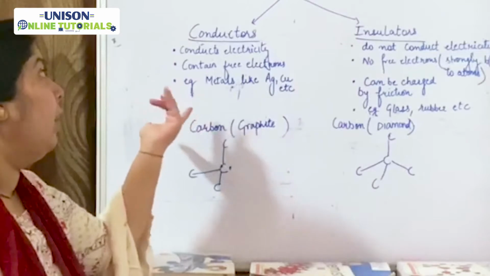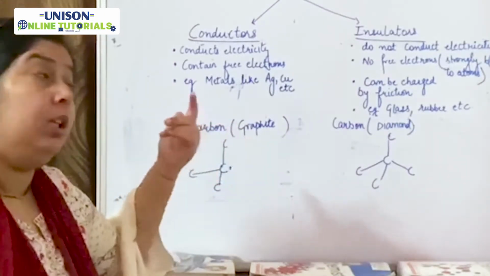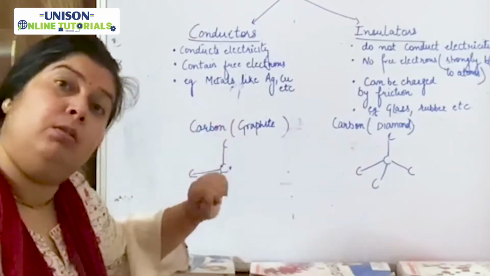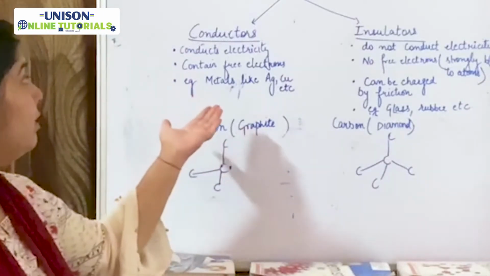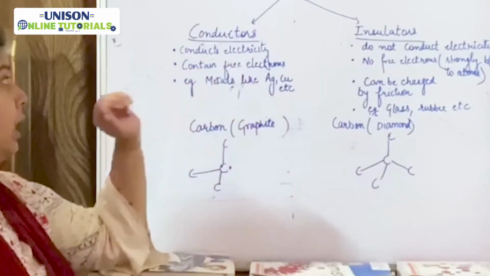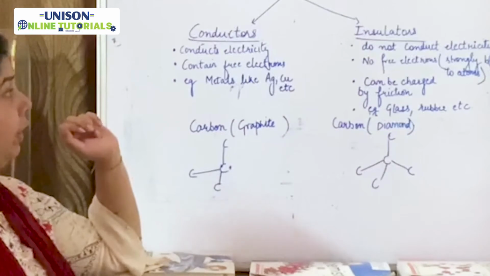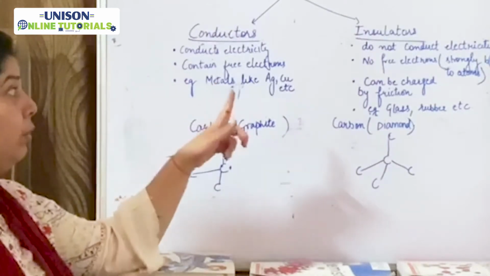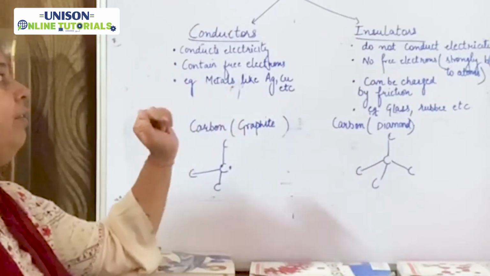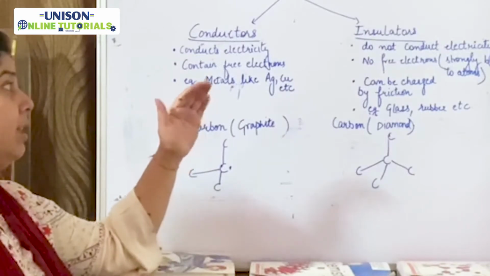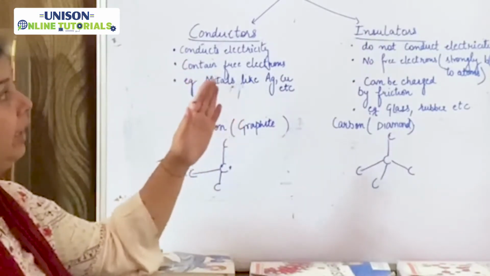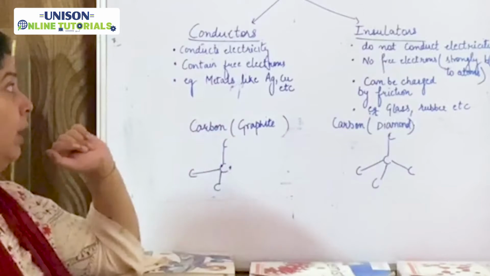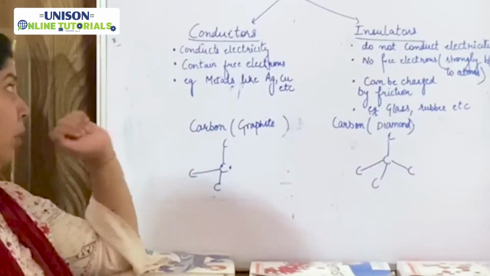So why do conductors conduct electricity? क्यों, ऐसा क्या है उनमें कि वो electricity को conduct करते हैं? We have already discussed this. Because they contain what? They contain free electrons. And insulators, they do not have free electrons, or you can say the electrons, they are strongly bonded to atoms. अब ये चीज समझना बहुत important है.